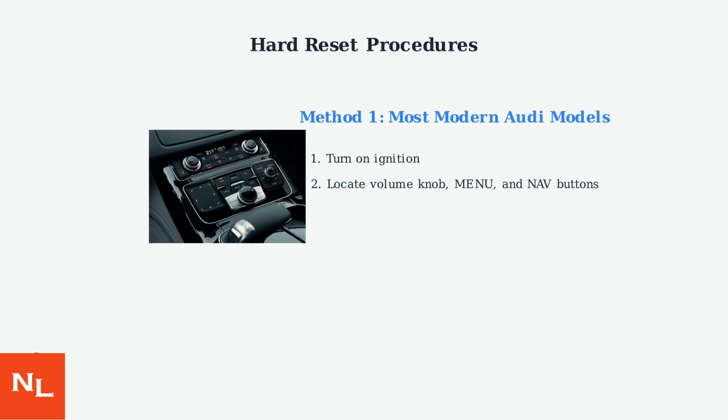First, turn on the ignition. Then locate the volume knob along with the menu and nav or map buttons on your center console. Press and hold the volume knob, menu button, and nav button simultaneously for about 10 seconds. The screen will go black and then restart, showing the Audi logo.